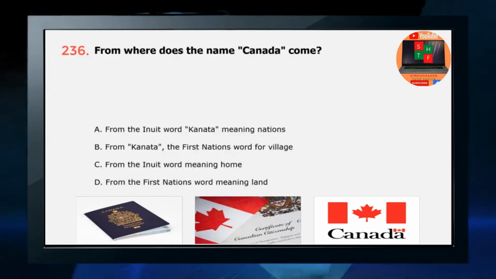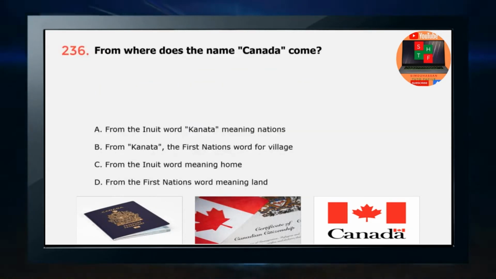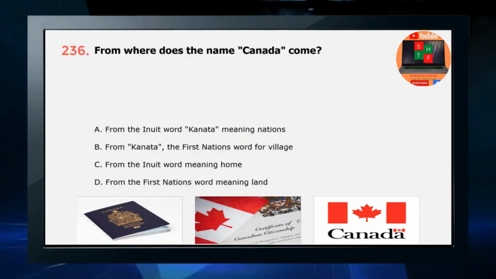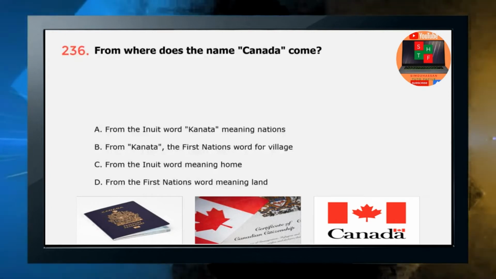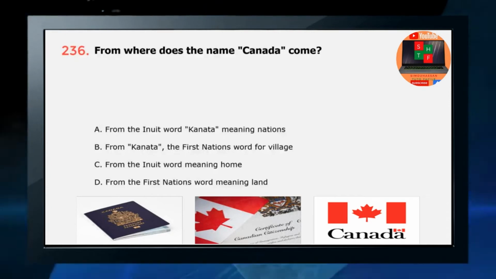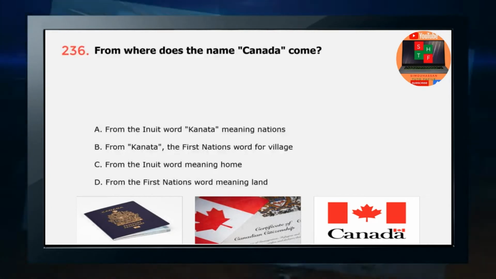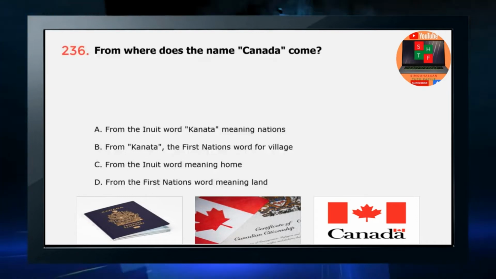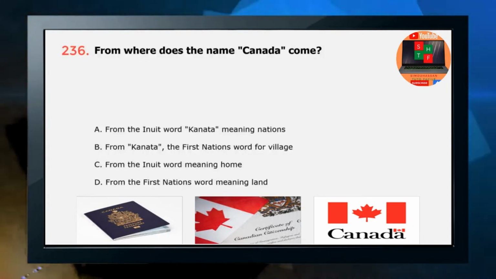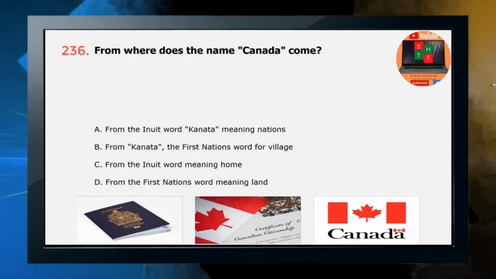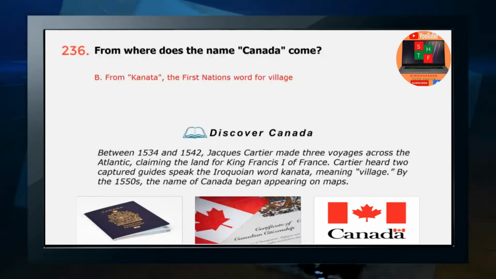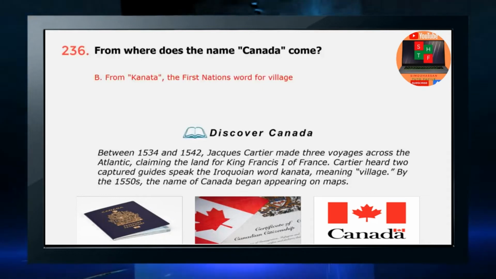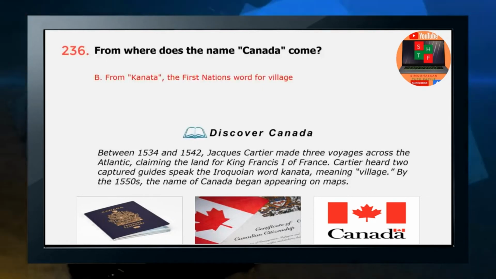Question 236. From where does the name Canada come? A. From the Inuit word Kanada, meaning nations. B. From Kanada, the First Nations word for village. C. From the Inuit word meaning home. D. From the First Nations word meaning land. The answer is B. From Kanada, the First Nations word for village.